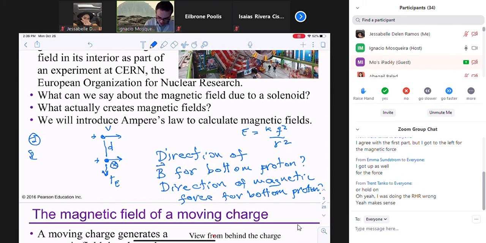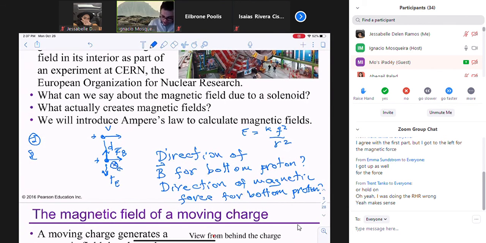Okay, so what you just said, and I agree with, is that the magnetic force is up. Okay? Now, let's go through and make sure that we all agree also on this little cross.